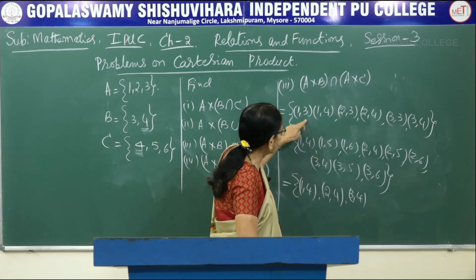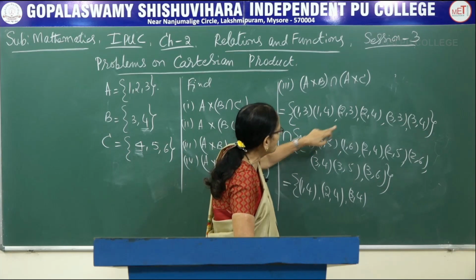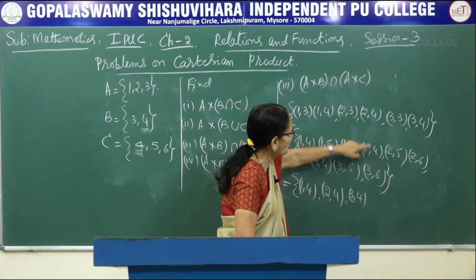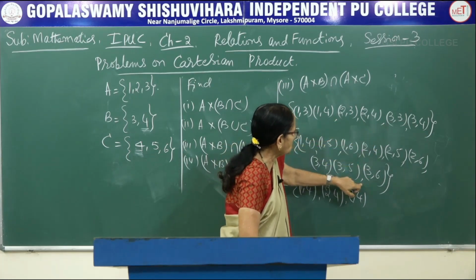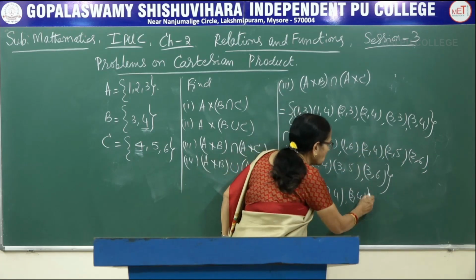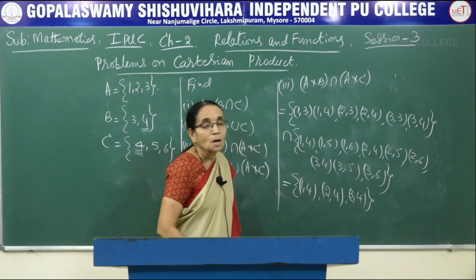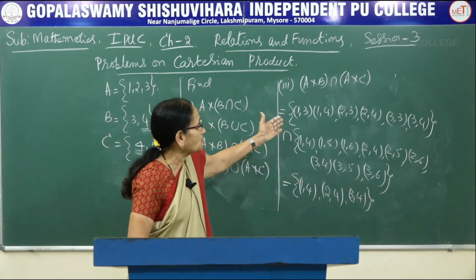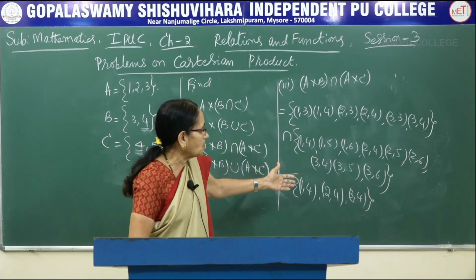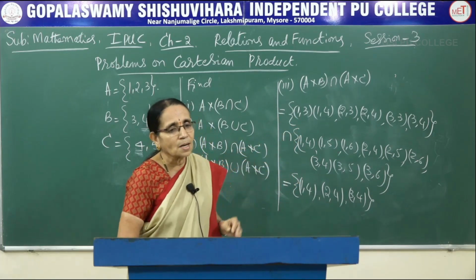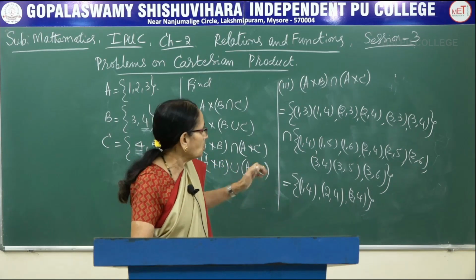Those are the only ones. So (1,3) we have combined, (1,4) we have seen, (2,3) is not here, (2,4) we have got here, (3,3) is not here, (3,4) we have got. So these are the only 3 elements which are common. Though we had 6 there and 9 elements here, we could get only 3 elements which are common to both of them.